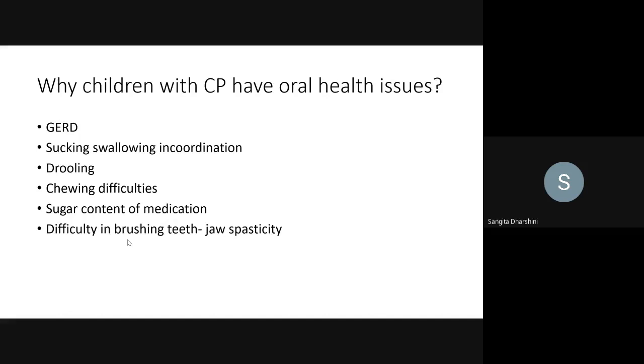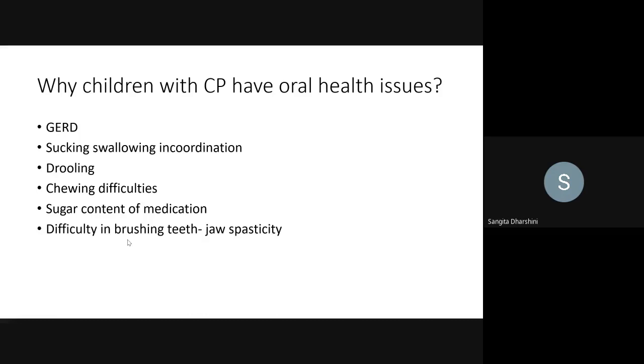Even examining their teeth just to check whether they've got caries is not easy. So we opportunistically examine when they open their mouth. They're also prone to oral infections because of all the drooling, like candidiasis. And the sugar content of the multiple medications they might be on is not really helpful for dental health.